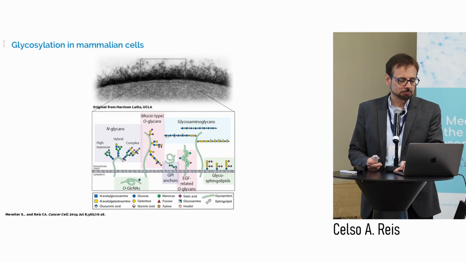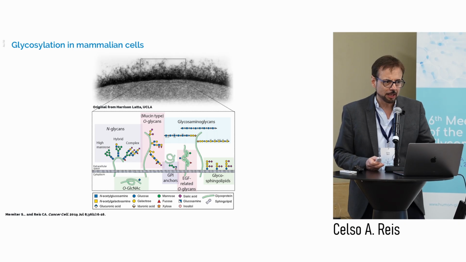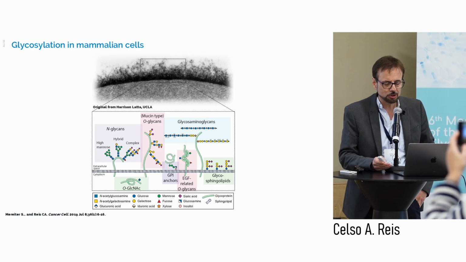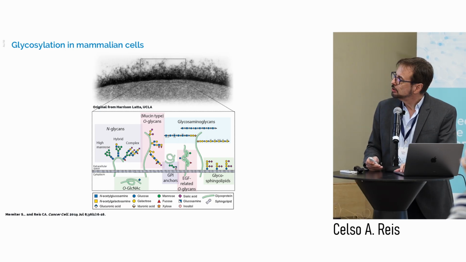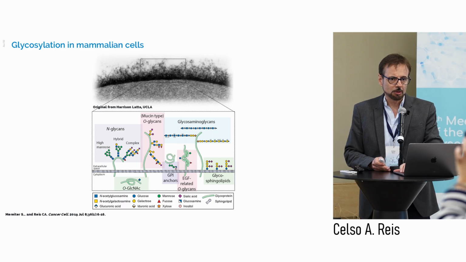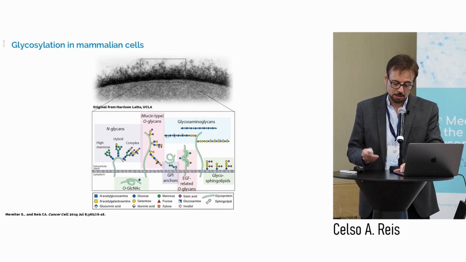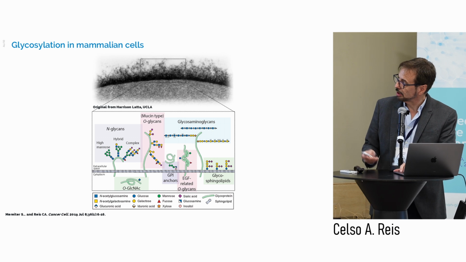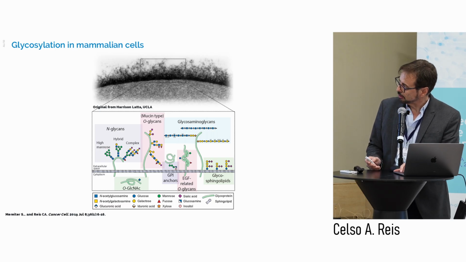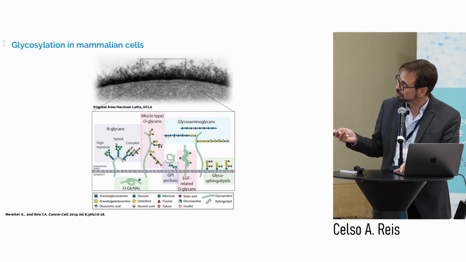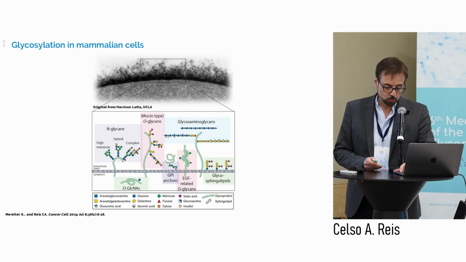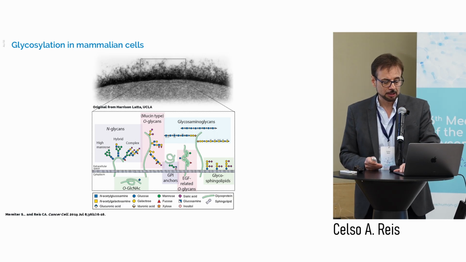So, going back to cancer, and before that, after the very nice talks that we had yesterday and today, I just want to remind you that when we talk about glycosylation in any eukaryotic cell, we have to think not only of protein O glycosylation and N glycosylation, but also of many other types of glycoconjugates. I wanted to make this point because there is a lot still to be understood about glycosphingolipids and glycosaminoglycans.